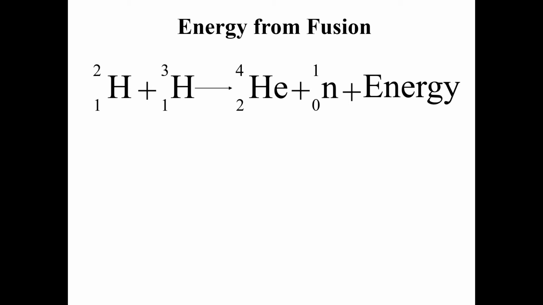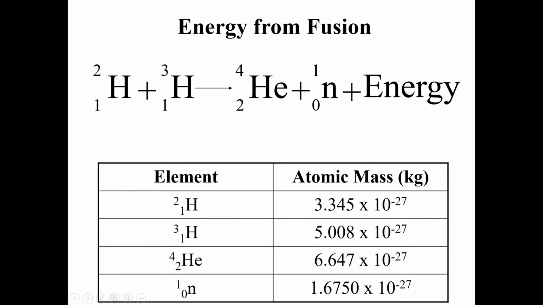This is the basic nuclear reaction which happens during the fusion of deuterium and tritium nuclei. You can see it here. We fuse deuterium and tritium into a helium nucleus. As a result, along with the helium nucleus, we get a neutron and energy. So how do we calculate the energy?